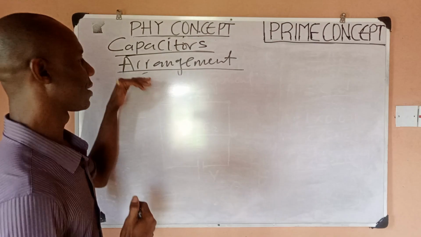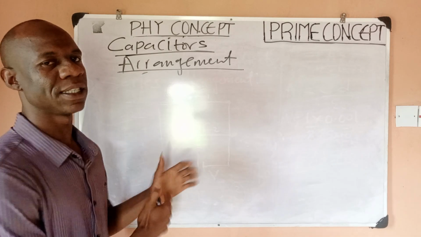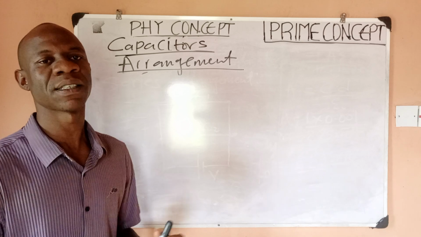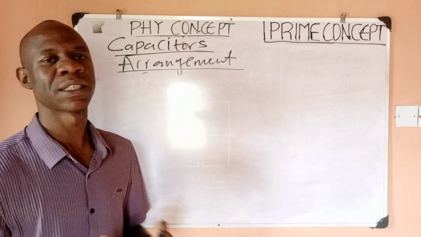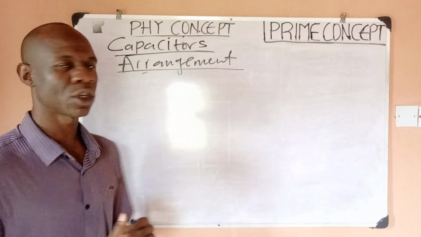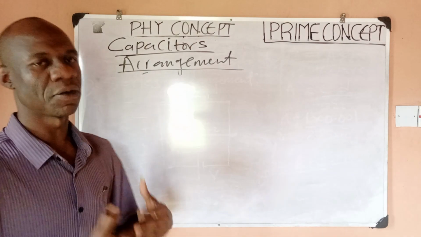Now we want to look at arrangement of capacitors in this video. In our previous video, we established the concept of a capacitor. We explained what a capacitor is. We talked about what a capacitor depends on. So in this video, we're going to consider the arrangement of capacitors.